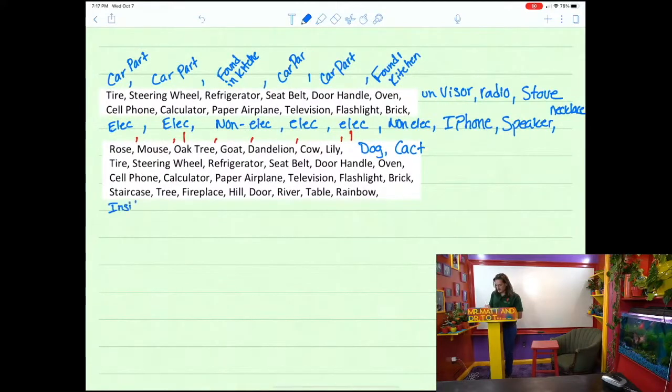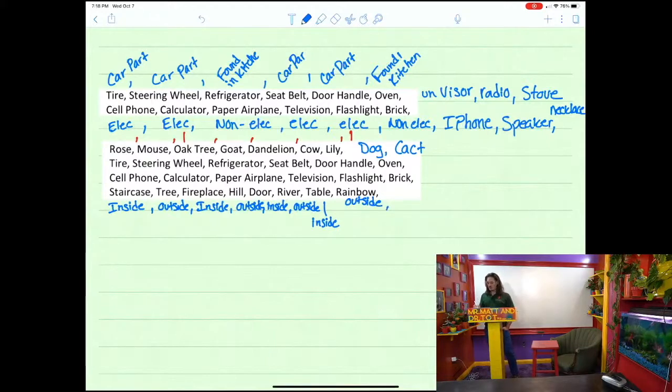Fireplace is inside, a hill is outside, a door is inside, a river is outside, a table is inside. A rainbow can be found outside, generally. So we need something that's found inside, maybe a desk. Something that's found outside, maybe a cliff. And then something that's found inside again, maybe a lamp.